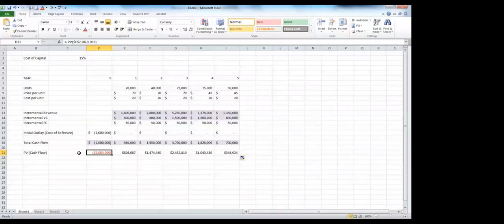So same idea here. We're purchasing this software, and we're going to do everything right after that. So at time 0, our initial outlay, $2 million, discounted is $2 million. So we have our present value of cash flows.